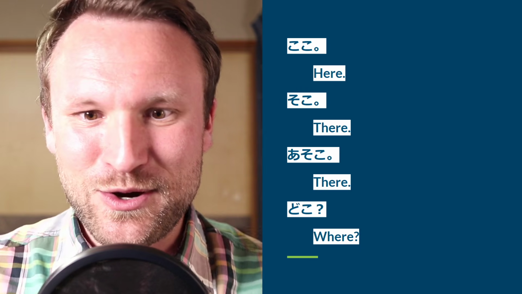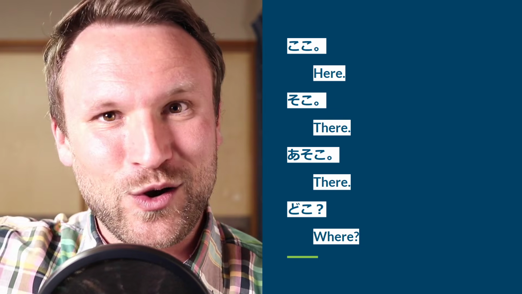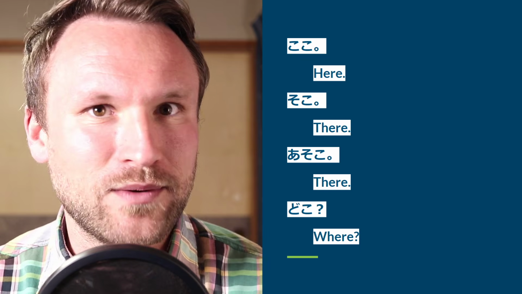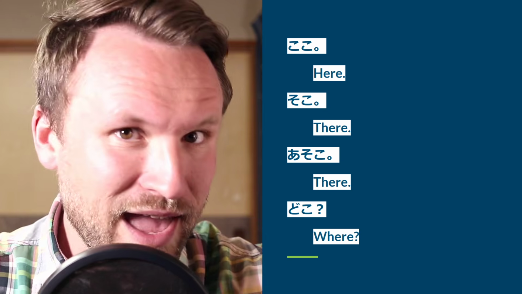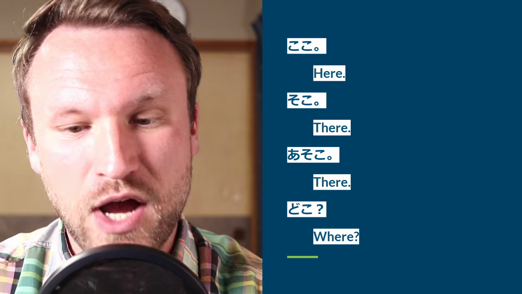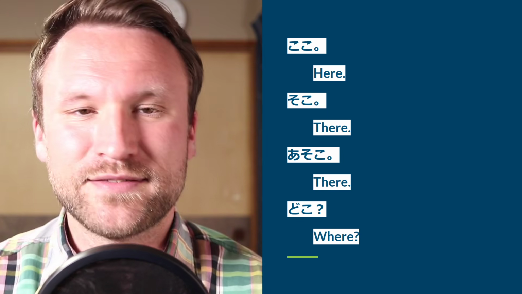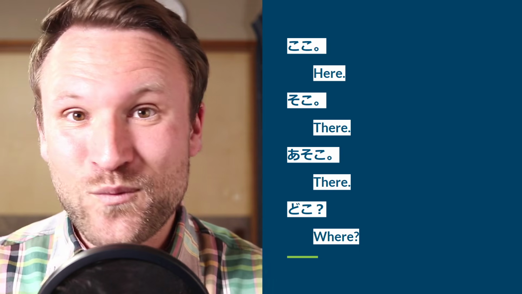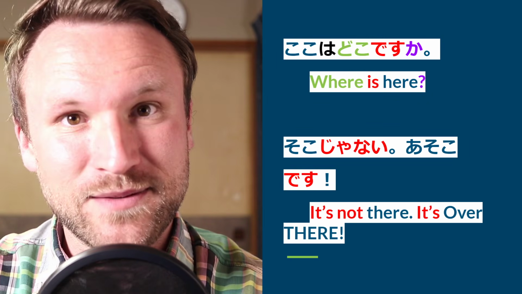All right, so some super simple questions, or not questions, sentences in Japanese. Koko, here. Obviously, these would probably be in response to a question of some sort, like where is something. Soko, there. Asoko, over there. I guess a better translation for asoko would be over there. Doko, where? Someone said to me, "Dude, your book is over there." Doko? Where?